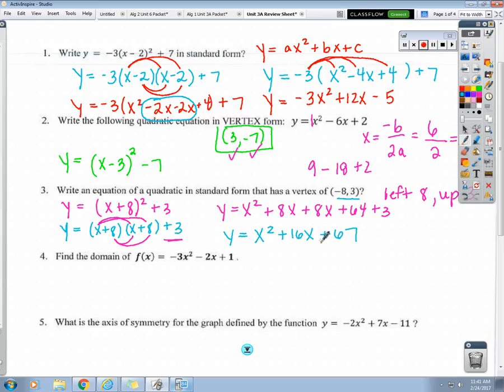So if that was multiple choice, even if you just really couldn't do all these steps, couldn't you graph each choice until you found the parabola with a vertex at negative 8, 3?